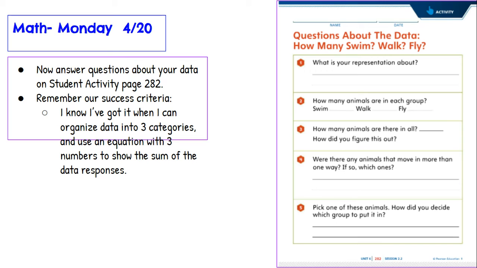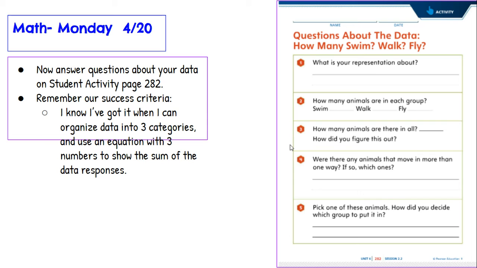Number two asks, how many animals are in each group? So look at your slide or your paper. How many animals did you put in the swim category, the walk category, and the fly category? Number 3, how many animals are there in all? How did you figure this out? Now remember, your success criteria requires you to be able to write an equation with 3 numbers to show the sum of the data responses. Do you think you could do that for number 3?